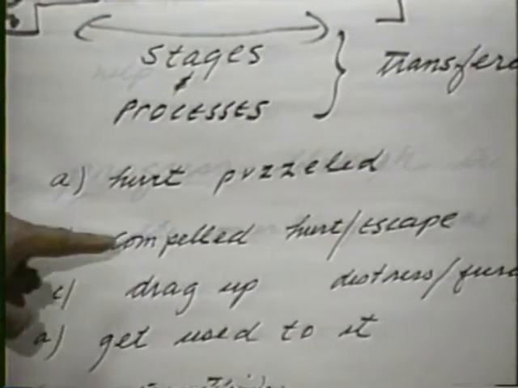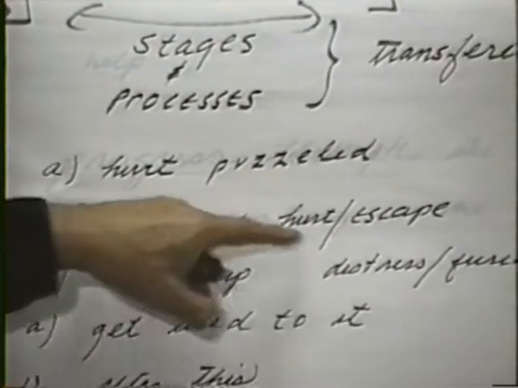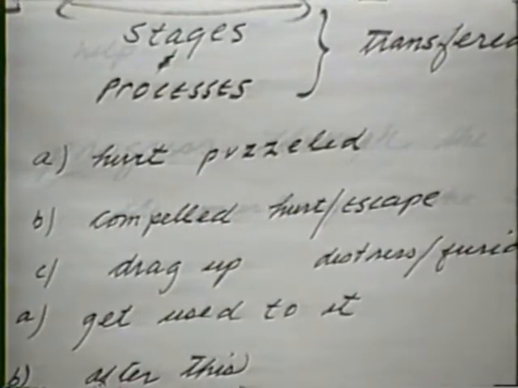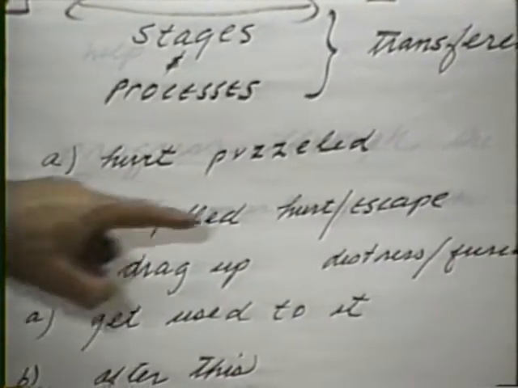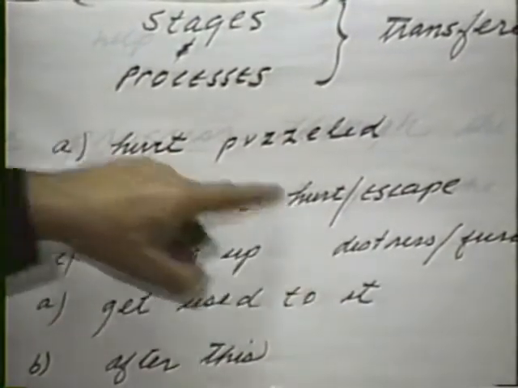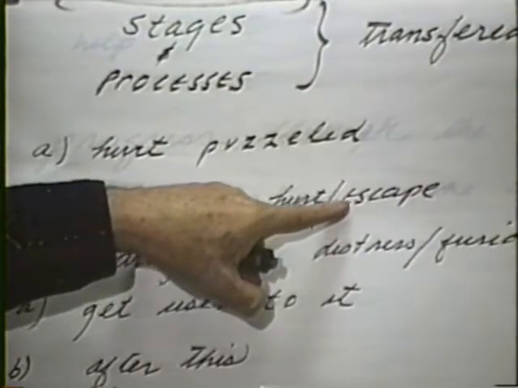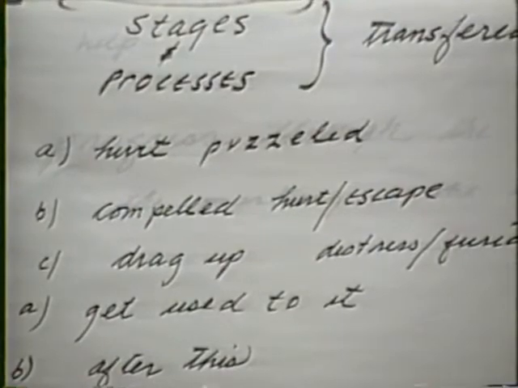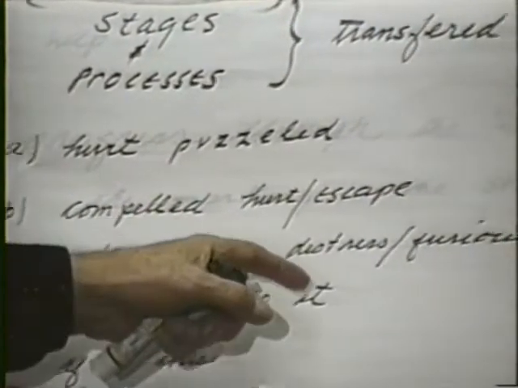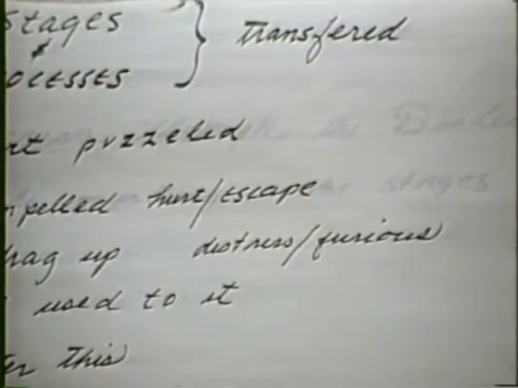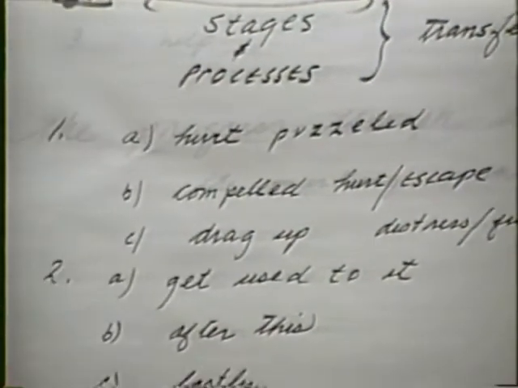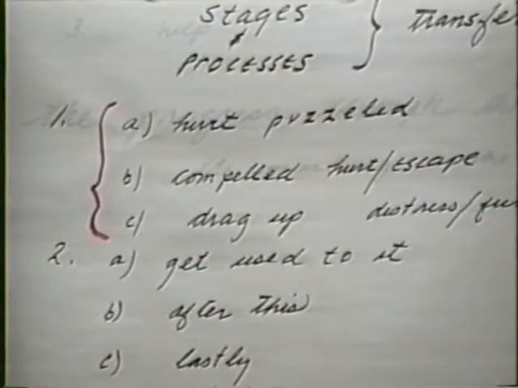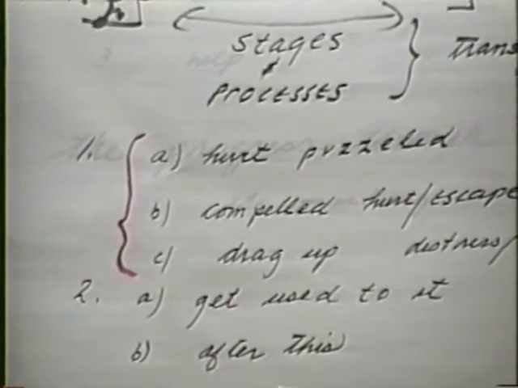Second, in order to continue this quest, they're going to have to be compelled to go on. There has to be some urgency behind them. They're not going to do it without being compelled. They are going to feel, again, hurt in a more serious way, and they're going to try to escape back into their prior, unenlightened state. Therefore, they must be dragged up. They will be in great distress, and they'll often show great fury. That's a set, A, B, C. That's a typical set.